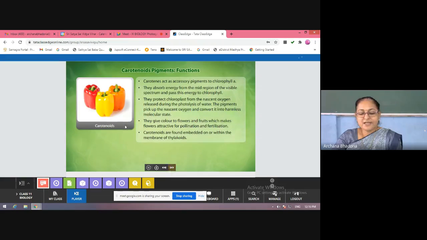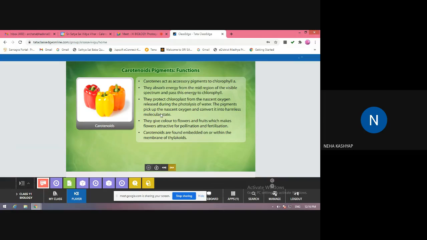So functions they are telling, that also you try to understand. Now I want Neha to read it. What are the functions of these carotenoid pigments? Carotenes act as accessory pigments to chlorophyll A. They absorb energy from the mid-region of the visible spectrum and pass this energy to chlorophyll.